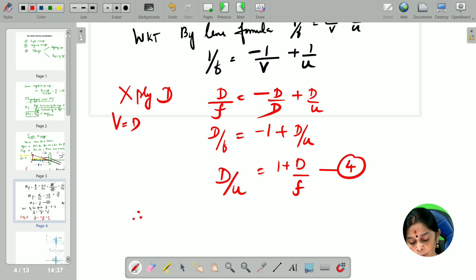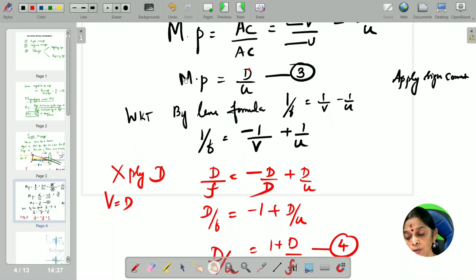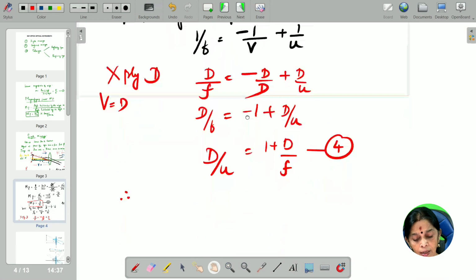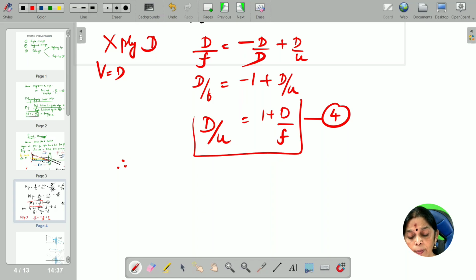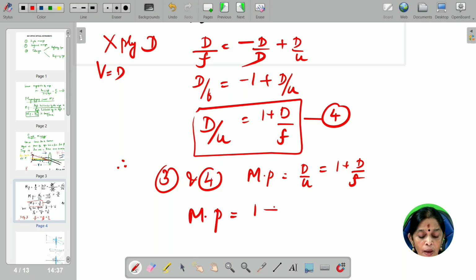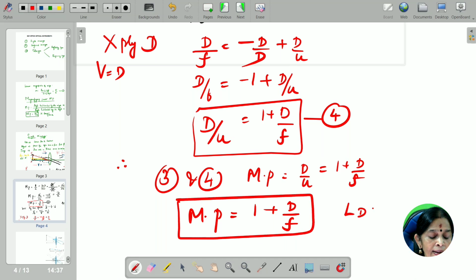So therefore from equation 3 and 4, can you see here 3? Yeah, 3 is D by U, and here this D by U is 1 plus D by F, 4. So therefore from 3 and 4, tell me children, MP is equal to what? D by U, which should be written as 1 plus D by F, that is all. So we finally found out the magnification power, that is 1 plus D by F. This is for the image at LDDV.